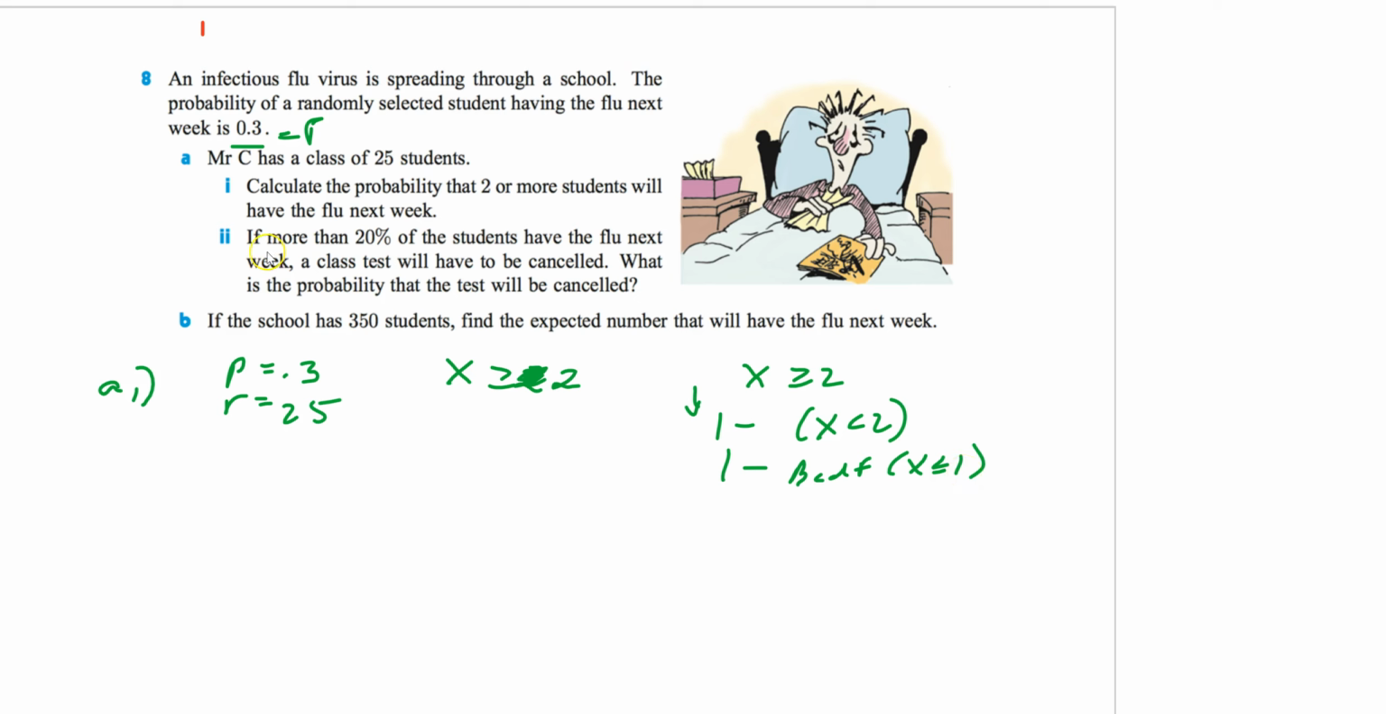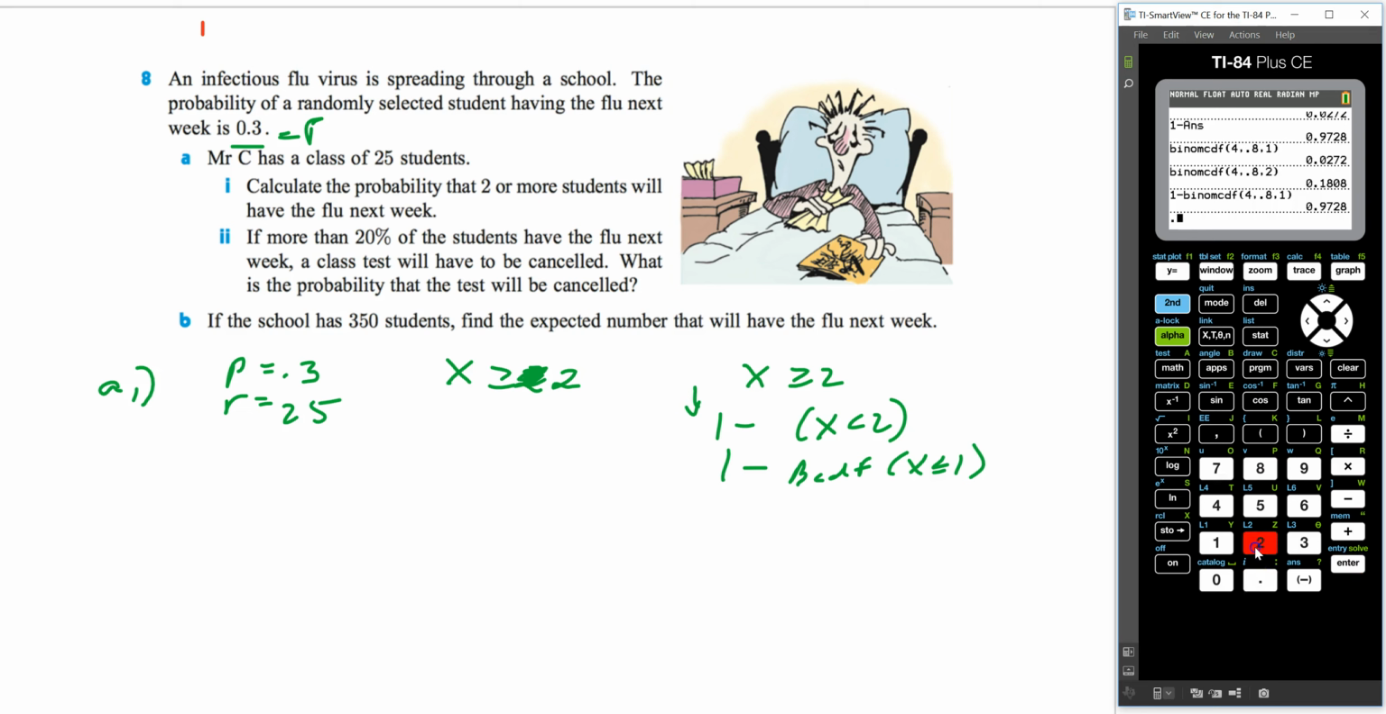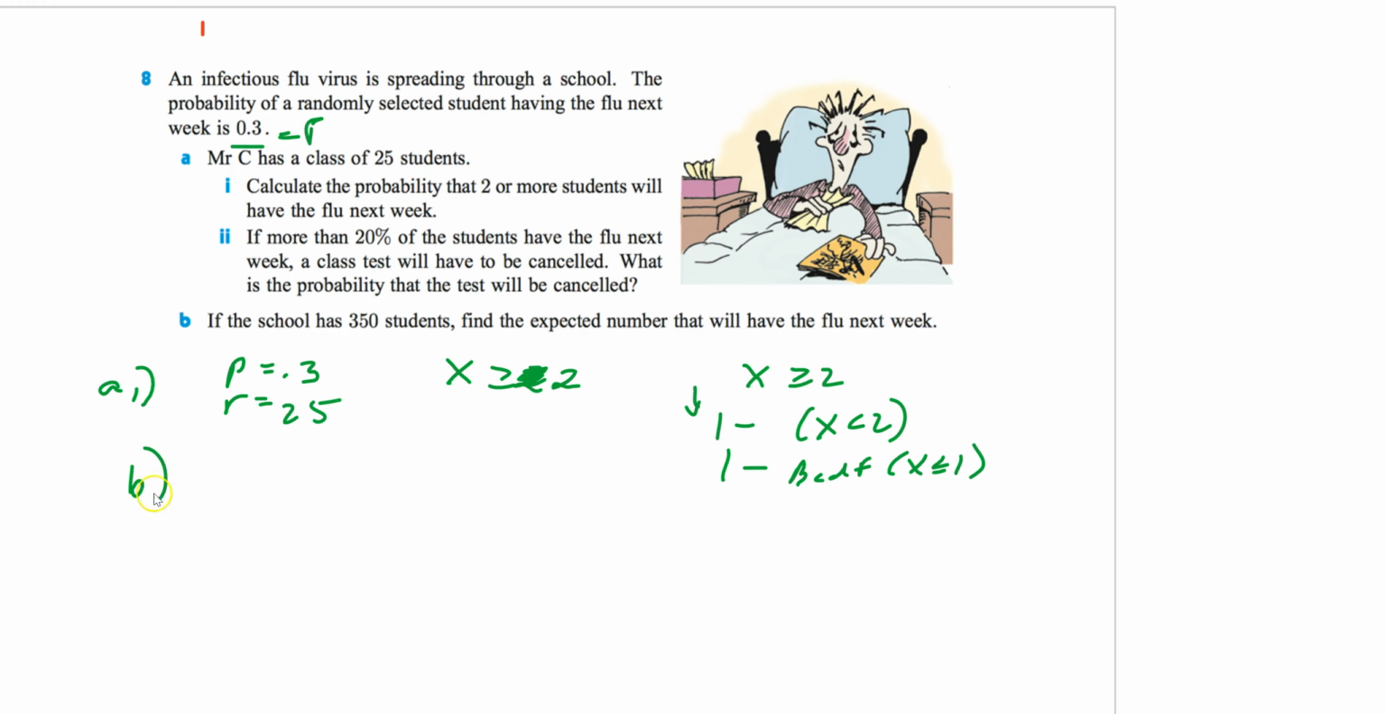Let's look at B. If more than 20% of students have the flu next week, a class test will have to be canceled. What's the probability the test will be canceled? So first, let's figure out what 20% of the class is, right? You have a calculator. So 0.2 times students in his class. You get about 5 students. So they say if more than 5 students have the flu, the class test is canceled. So it's a very similar question, not the exact same. It's saying, okay, all this is the same, but now more than 5 means your test is canceled.